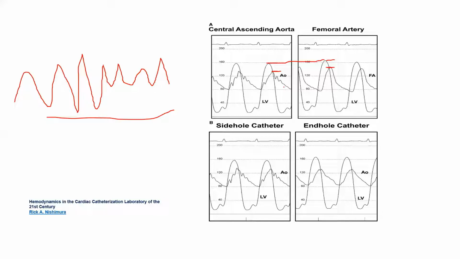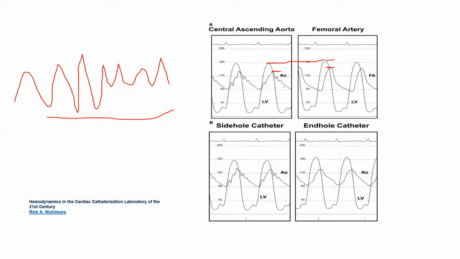I mean, the femoral artery is a peripheral vessel. Okay, so it can be afflicted by peripheral artery disease. You can have femoral artery atherosclerosis with stenosis. In this case, the pressure will be low, and the difference between LV and the femoral artery, if it's atherosclerotic and stenosed, is going to be high.